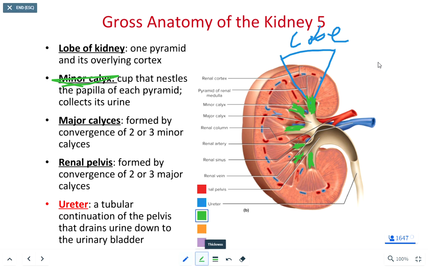As we are looking at our major calyces, let's go purple for the major calyces. We can have multiple major calyces from those minor calyces merging together. And then as major calyces merge together, they form a structure known as the renal pelvis. We'll go with blue for the renal pelvis. Our renal pelvis is right here. A lot of times I'll be asked, what differentiates the renal pelvis from the ureter?